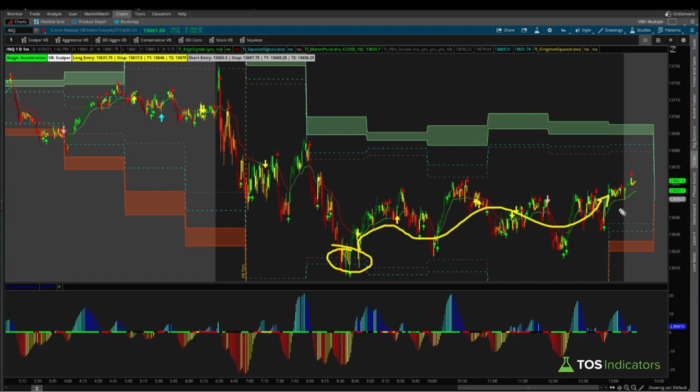compared to the S&P. We grinded up higher. This would have been a nice one to be part of instead of getting stopped out on that second contract. But of course, we don't really know how things will go. It's just we follow the rules that we have.